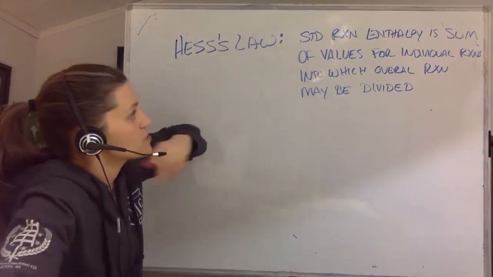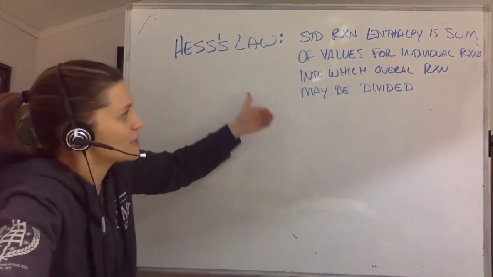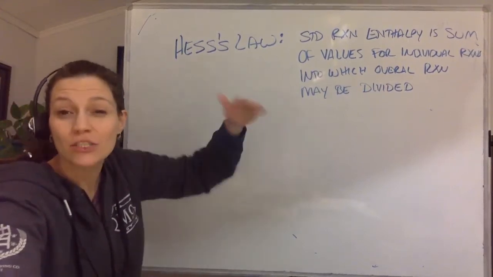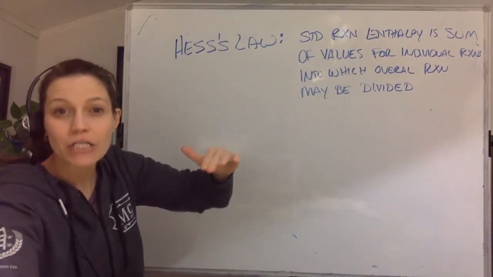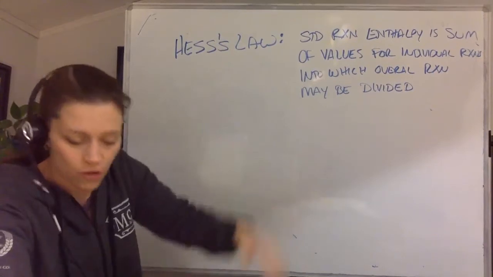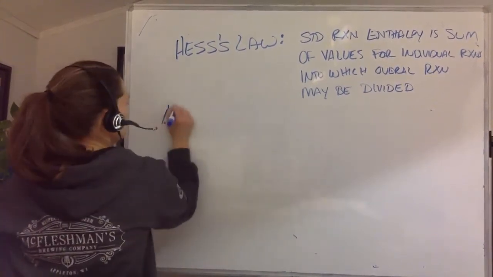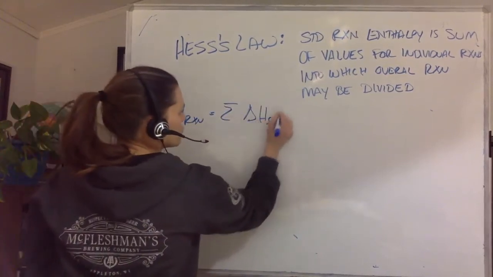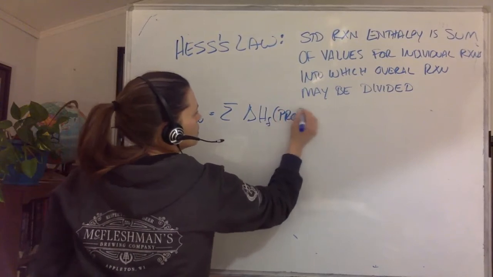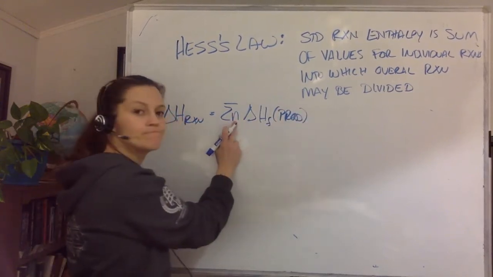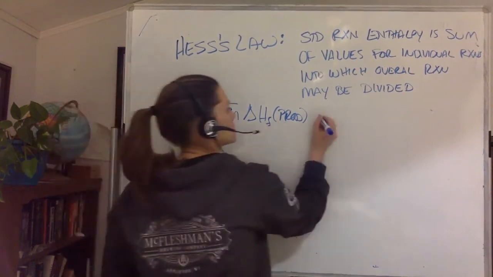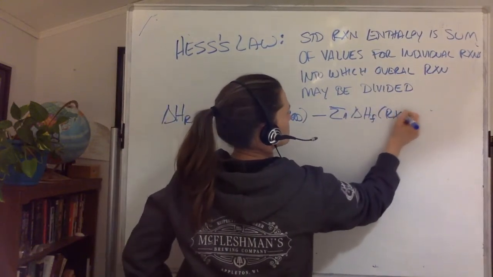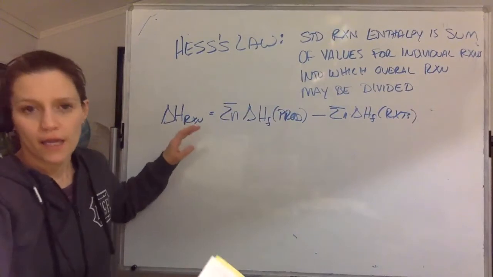So it's the standard reaction enthalpy. The standard reaction enthalpy is the sum of values for individual reactions into which the overall one may be divided. And you might remember this, that you can add up the different enthalpies of reaction and then subtract off some of them. So you get the overall one. And it looks something like this. Delta H of a reaction is equal to the sum of delta H of formations of your products, and actually I'm going to put the stoichiometric coefficient, that's the number of moles, minus the delta H, number of moles of formation of your reactants. Products minus reactants. Let's keep going.